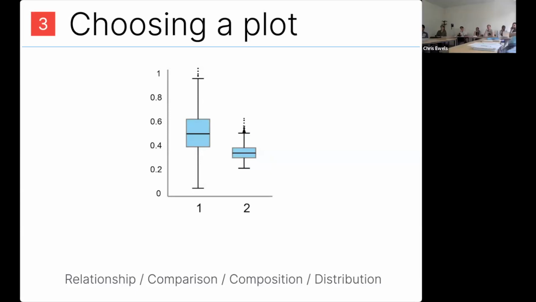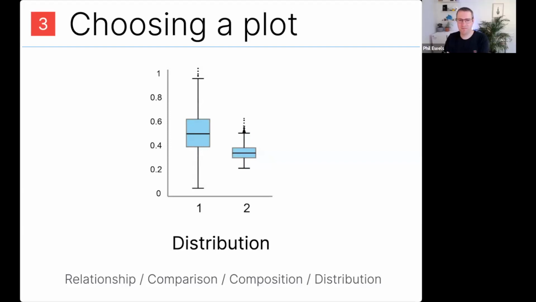Distribution. Most money is on distribution here. Yeah, it's a distribution. Well done. It's a comparison as well, right? We can compare the median here, these box plots. We can compare the maximum, but primarily the main distinguishing feature about this graph is it's showing us a distribution of the data, how much it varies.